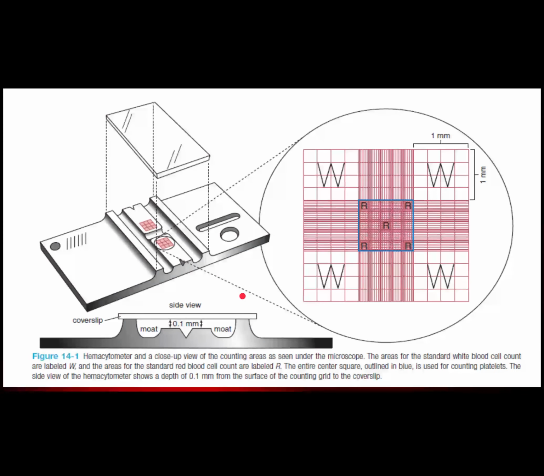Understanding this volume is crucial because it allows us to calculate the concentration of cells in the original sample once we've counted the cells within this defined area. Don't worry if you are still confused with this part. Once we meet during our face-to-face, during our pre-lab discussion, I will discuss this further.